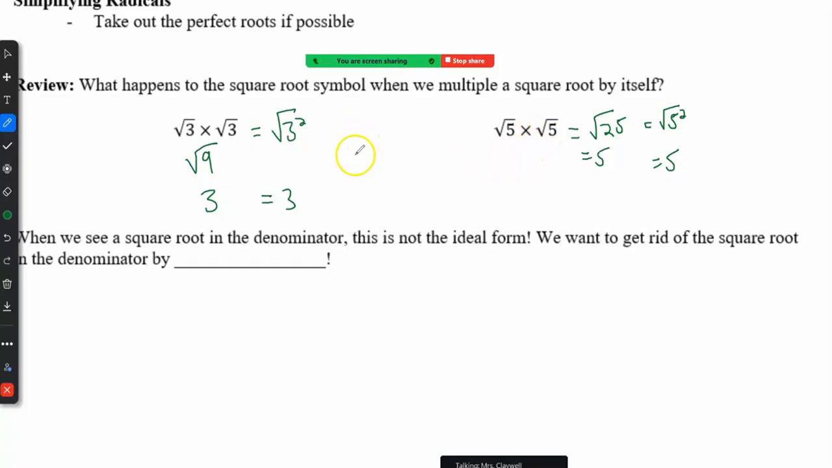And when we see a square root in the denominator, we don't want that. That's not ideal form. We want to get rid of the square root in the denominator by rationalizing. So we're going to talk about rationalizing and getting rid of whatever is the square root or the root in the denominator.